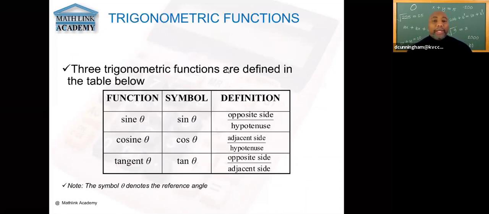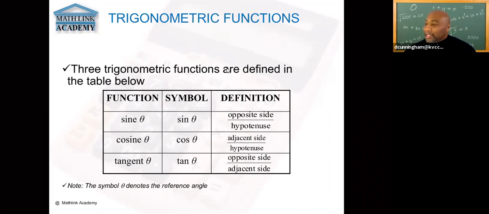Now, these are three functions. Again, here we go with the big three. If you know the big three, then the other three trig functions come from the big three. So know these, and this will help you out with the other trig functions. You should know these by heart: sine, cosine, and tangent. Look at our symbol. This is how we abbreviate it. And if you want to know what that Greek letter is, it's the Greek letter theta.